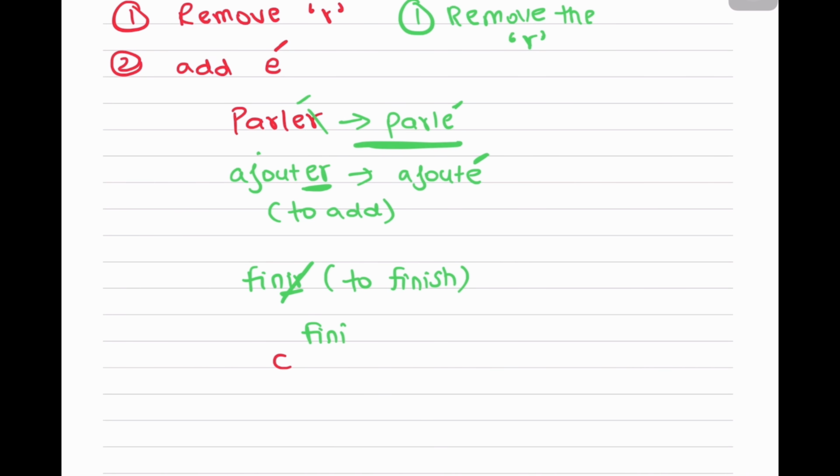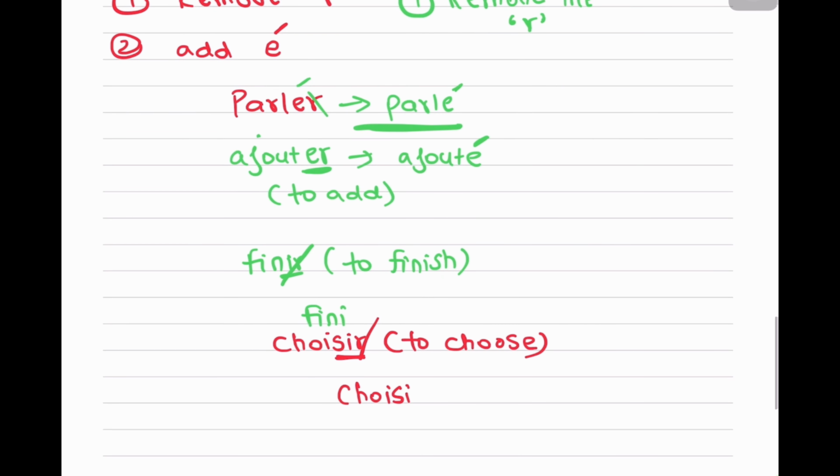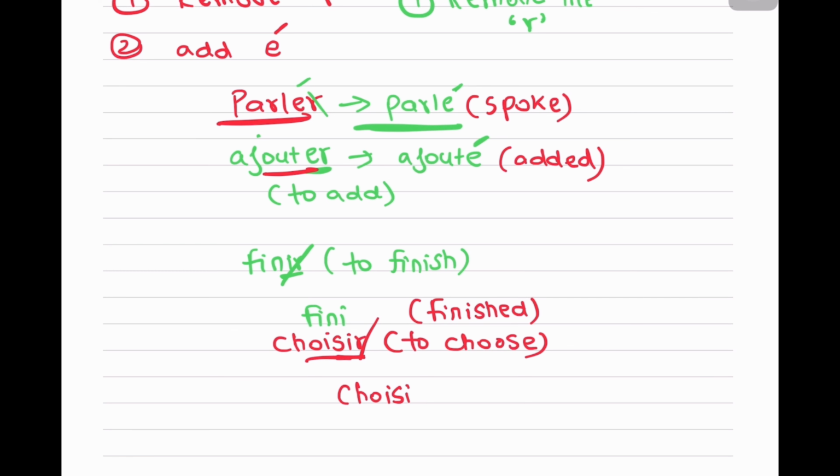Another example, choisir. Choisir is to choose. I see it's an IR verb, all I have to do is strike off the R and I get choisi. Choisi, that is chose. So parler, to speak, becomes spoke. Ajouter, add, becomes added. Finir, finish, becomes finished. Choisir, choose, becomes chose.